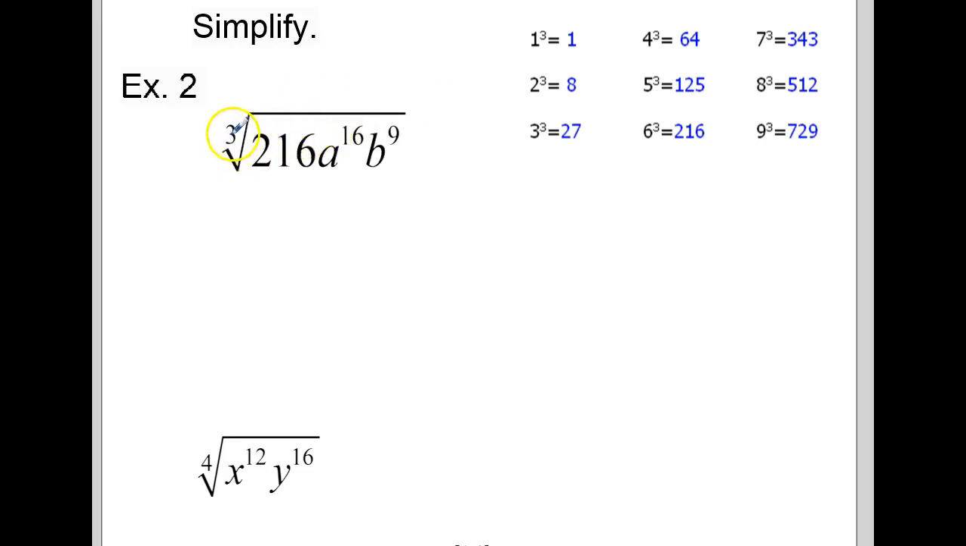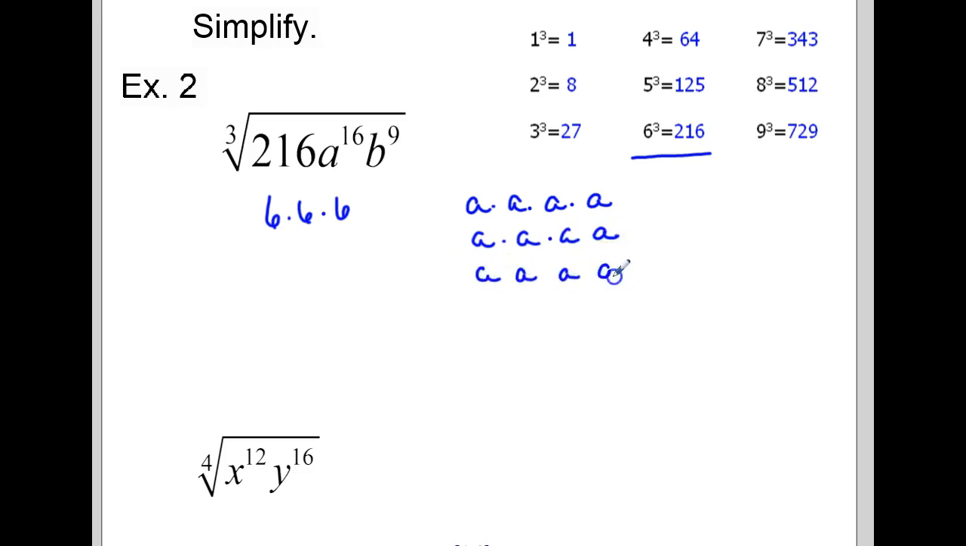All right, let's try a cube root. I'm looking for 3 of the same number. I know that 216 appears in my list. This is 6 times 6 times 6. Then a to the 16th. I do not want to write out 16 a's and look for groups of 3, but I will for the first time. So, a to the 16th means I'm multiplying a by itself 16 times.